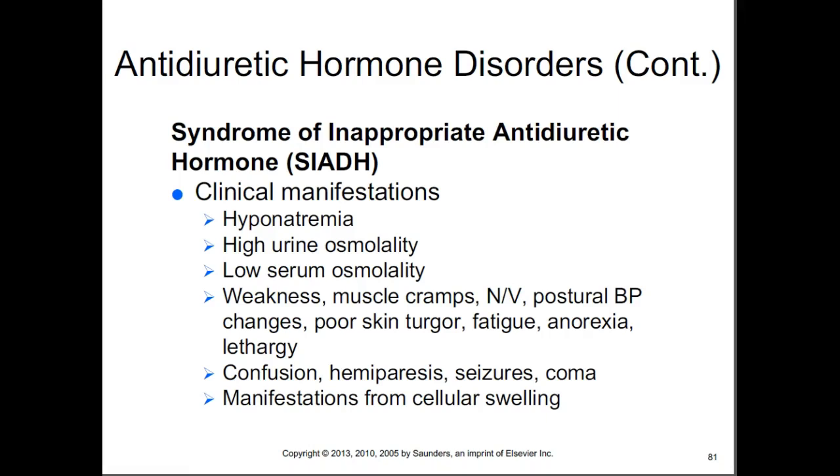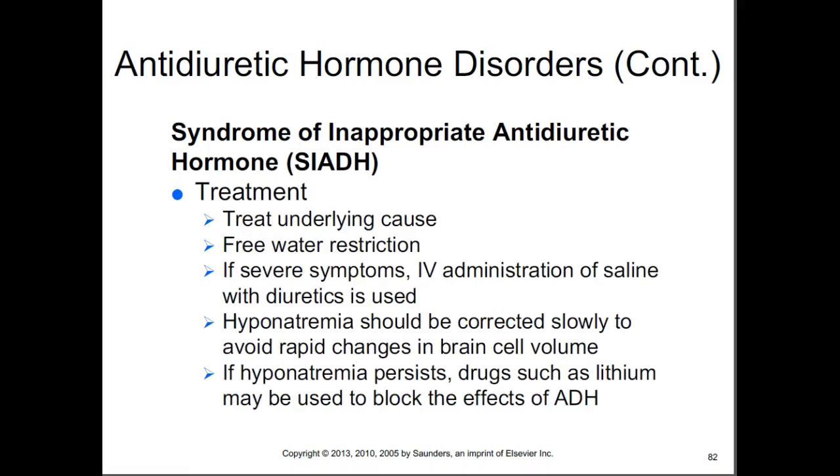Weakness, muscle cramping, postural blood pressure changes, poor skin turgor, fatigue, anorexia, lethargy. You might see confusion, hemiparesis, seizure, and coma in very severe cases. And you'll see manifestations of cellular swelling, right? So treatment is to treat the underlying cause, free water restriction, and then if you have severe symptoms, IV administration of saline with diuretics. Hyponatremia should be corrected slowly, to avoid rapid changes in brain cell volume. And for hyponatremia, drugs such as lithium may be used to block the effects of ADH.